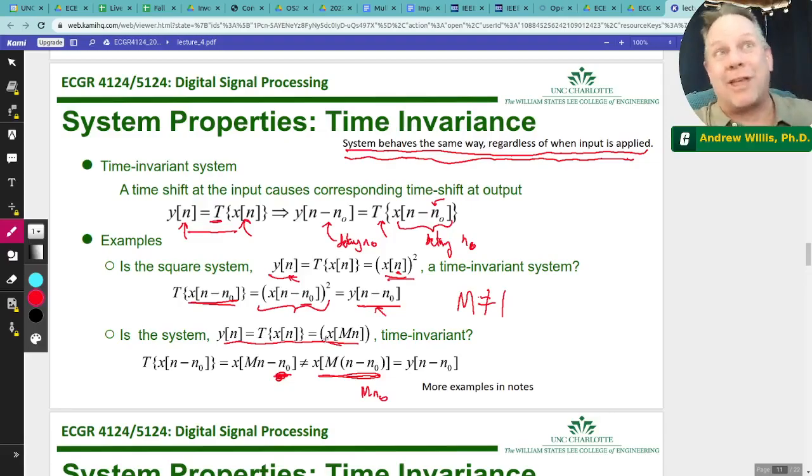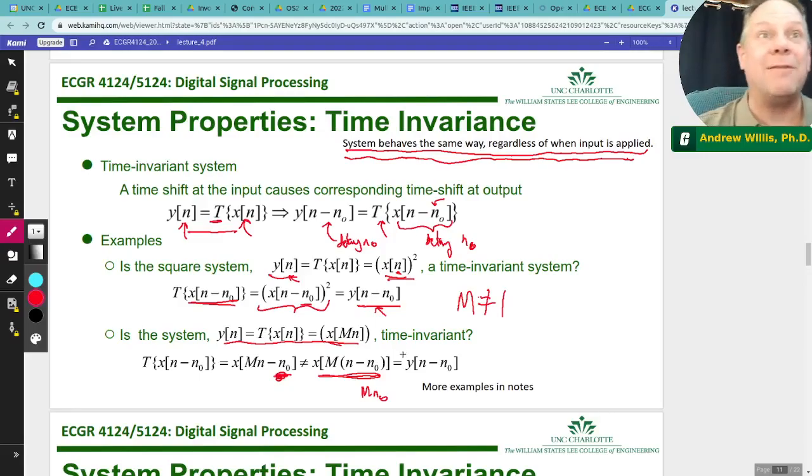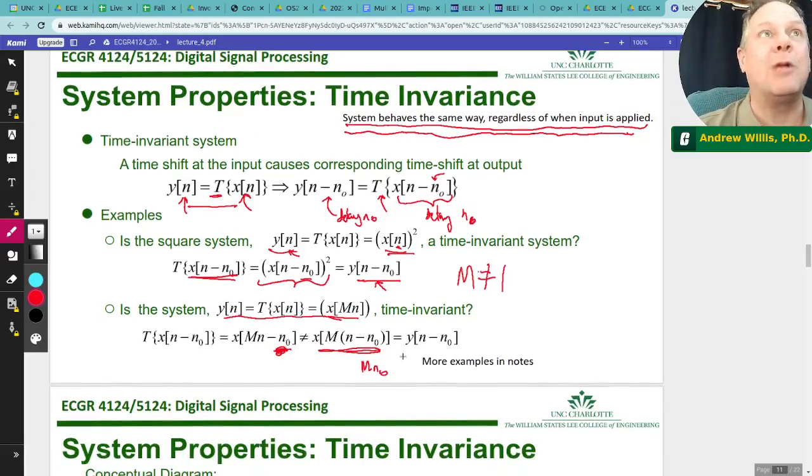It's either stretching it out if it's expansion or shortening it. So because the time axis is being changed by the system, it's not going to exhibit time invariant behavior. Any questions on any of this stuff?